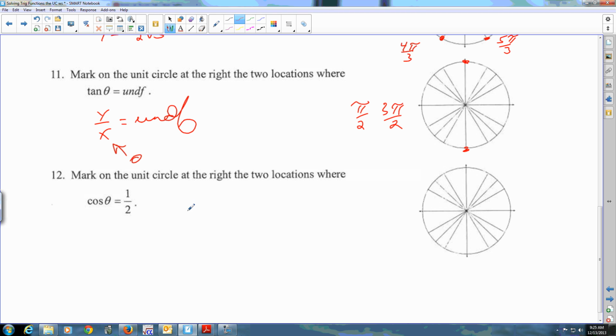Cosine is a half. Okay, so it's going to be one of these two places. You're not as far over as you are up or down. So, again, that's going to be a 60. Your x values are positive on this side of the axis. So, pi over 3 and 5 pi over 3. Okay?